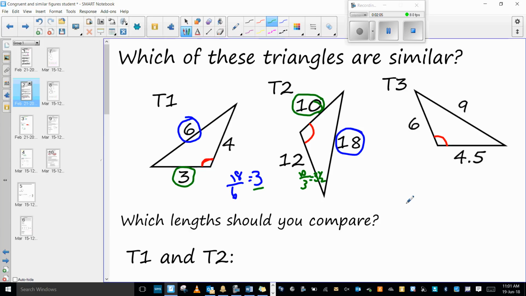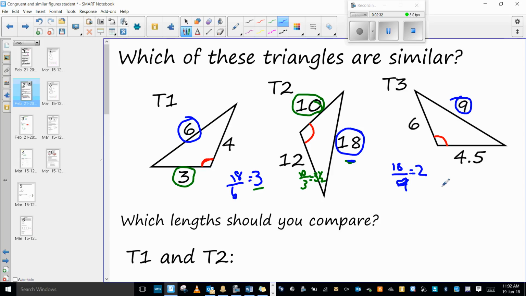Okay, so we've decided that 1 and 2 are not similar. So let's try now, which 2 do you want to compare? 2 and 3. Okay. So if we were comparing 2 and 3, then if I go with the long side again, let's go back to blue. So if here it would be 18 divided by what? 9. So 18 divided by 9 is 2.